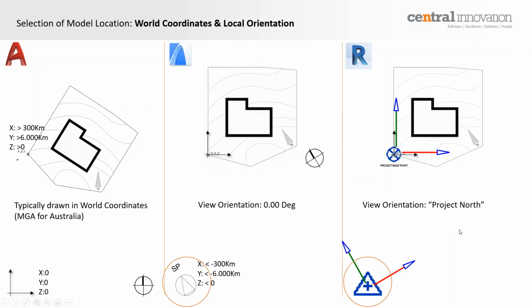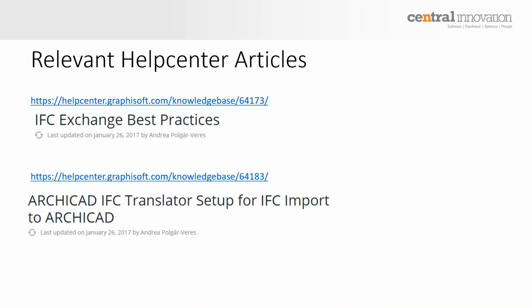And on part 3, which we're going to cover, by the way, important help center articles that may help you investigate these even further. Articles 64173 and 183 are pretty good on that. Specifically, the one that talks about IFC Exchange best practices. You can download that as a PDF if necessary.